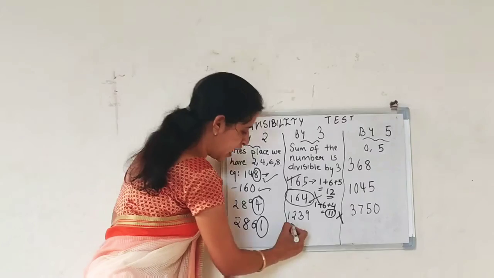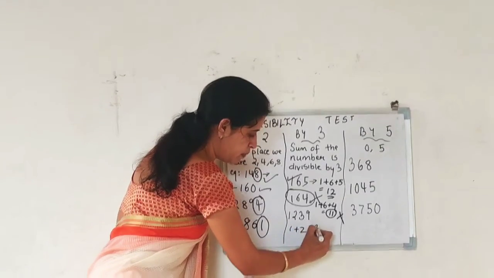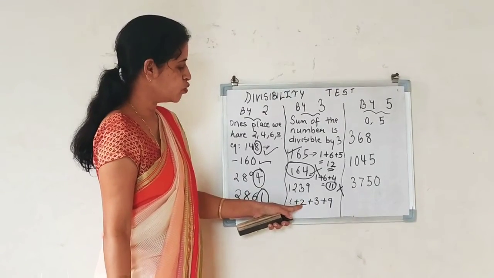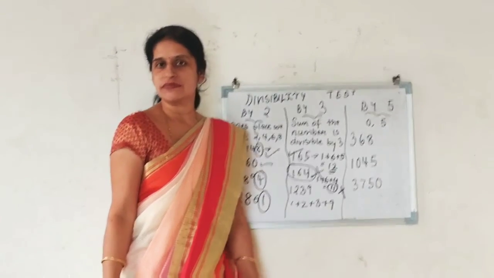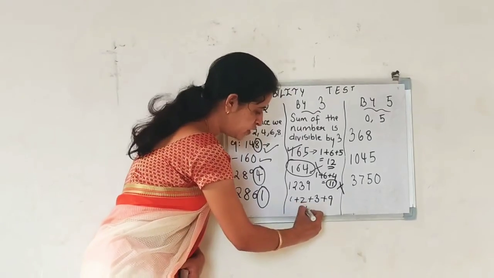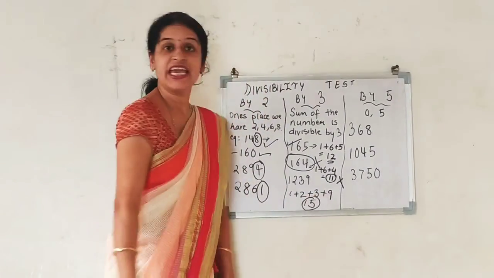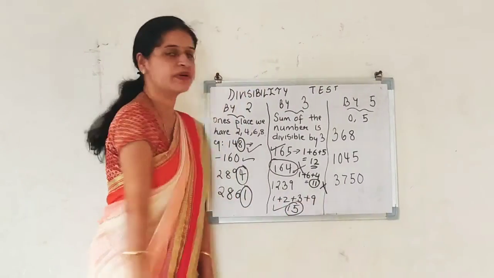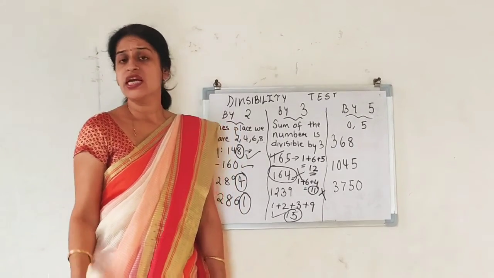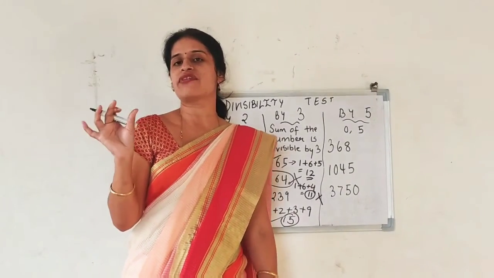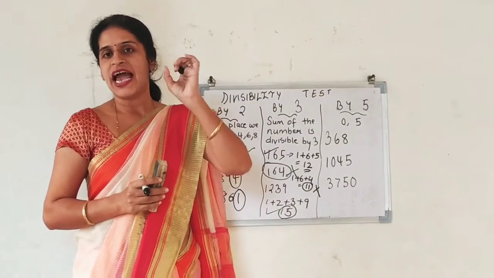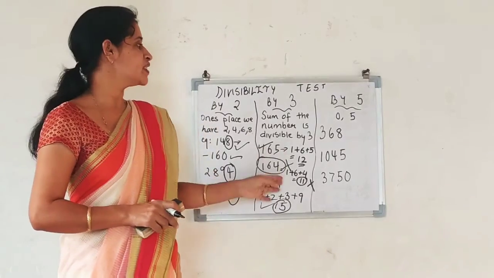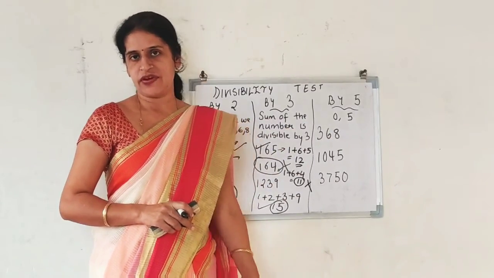Next number, 1239. 1 plus 2 plus 3 plus 9. 9 plus 1 is 10, 10 plus 2 is 12, 12 plus 3 is 15. Is 15 divisible by 3? Yes. How? 3 fives are 15. So this number is divisible by 3. So to find the divisibility by 3, you add the digits and see whether that sum is divisible by 3 or not.